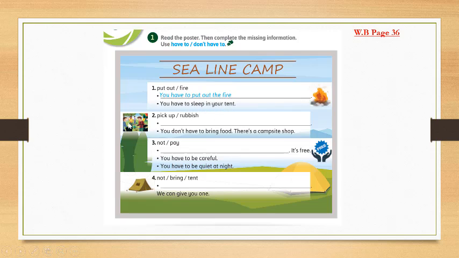Number 2. Look at the picture. Pick up rubbish. Who can make a sentence? Who can make a rule? Excellent. You have to pick up the rubbish. We add you have to, then put the infinitive pick up and complete the sentence. Well done. You don't have to bring food. There is a campsite shop.